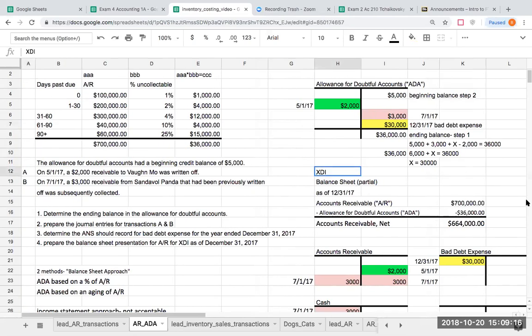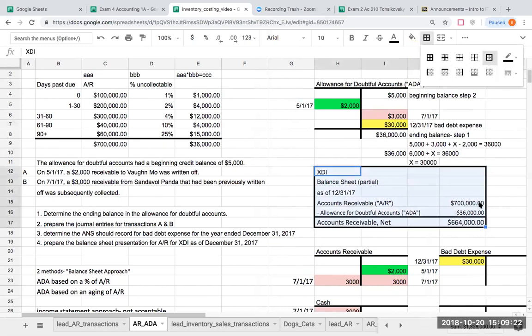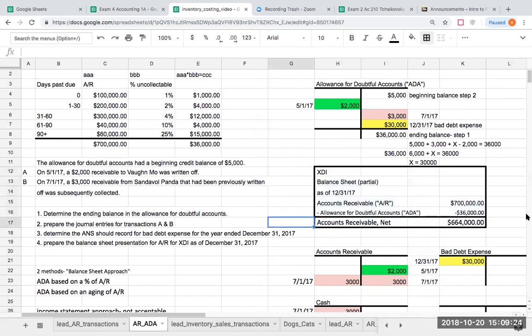And the balance sheet presentation for XDI can be found right here. And this is very important to the reader, because if the reader looks at accounts receivable, they're assuming that the company is going to be collecting that money. That's what they're assuming is going to be happening. So by showing this accounts receivable less the allowance for doubtful accounts gives me accounts receivable net, what I'm able to do is to show them that, hey, this is what we're expecting to collect as a company.